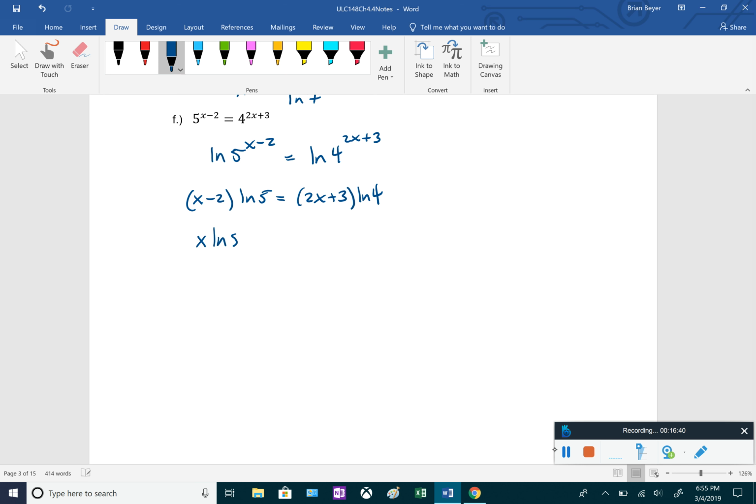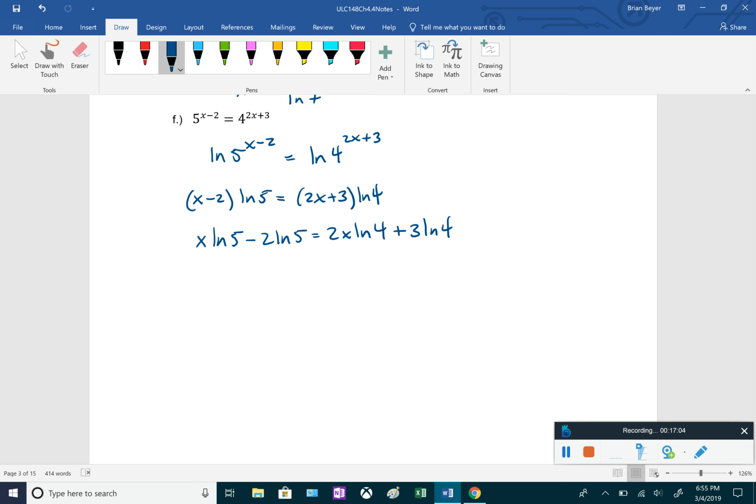So it's going to be x times the ln of 5 minus 2 ln of 5 equals 2x ln of 4 plus 3 ln of 4. You might notice that I put the variables in front and the ln's last. That's just so you don't have to put parentheses around things to make sure you're not connecting them. Okay, so let's get all of the x's on one side.